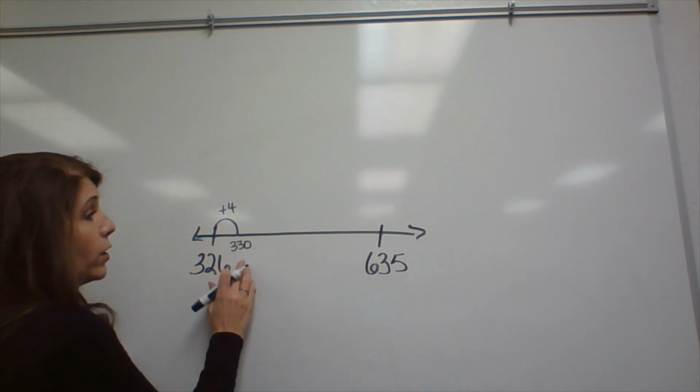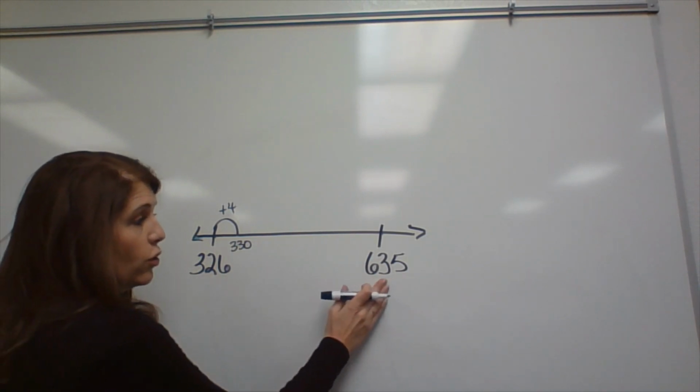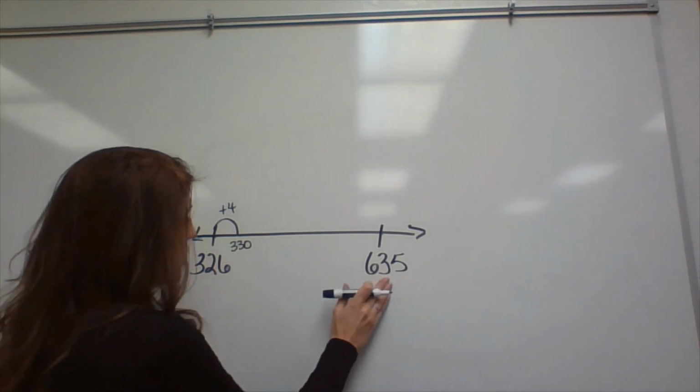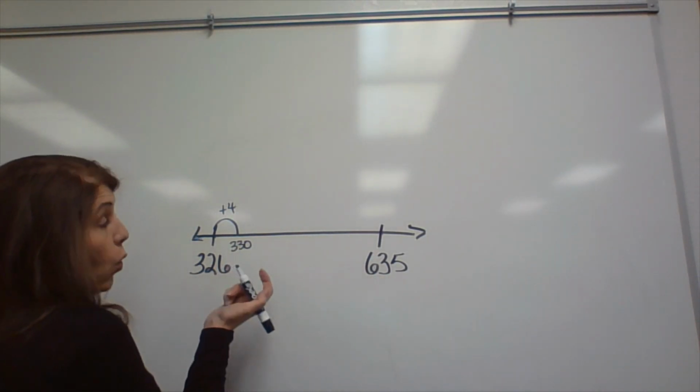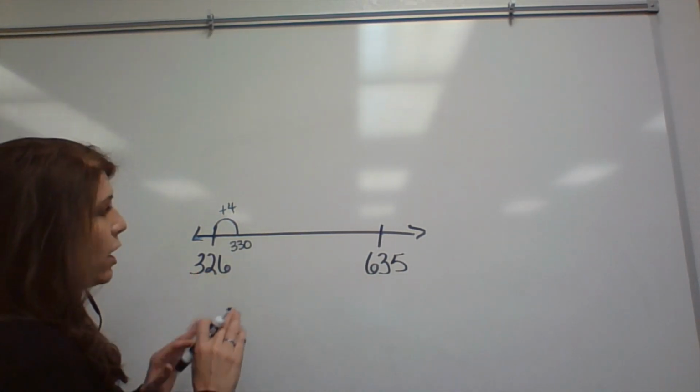My goal is going to be to get to 635. So what could I do next? I could think about the ones, wanting it to be 35 to match that. I could totally do that, or I could think about the hundreds. It's up to you, whichever way you want to do it. Right now, I'm going to look at the hundreds.